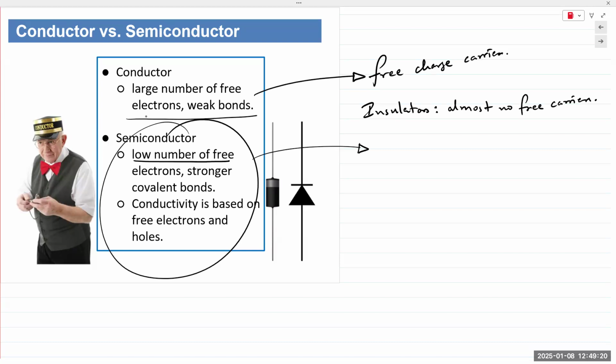So semiconductors have more charge carriers than insulators, but less than conductors. By the way, if you can't read my chicken scratch, just let me know. Sometimes I'm in a rush and I just scribble along.